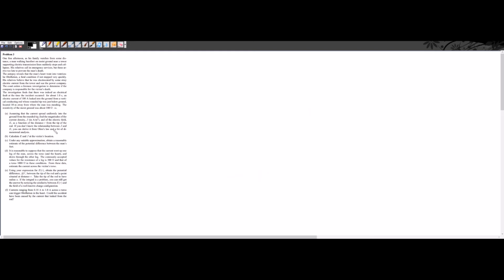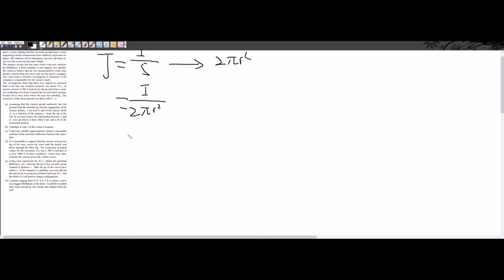So we can derive, from Ohm's law and a bit of dimensional analysis, the relation between J and E. First, we know J is current density, so J is just going to be equal to I over the surface. In this case, the surface is going to be a hemisphere. The surface area of a hemisphere is 2 pi r squared. So your J is just going to be the current over 2 pi r squared. Now, you know E is equal to the resistivity times J.